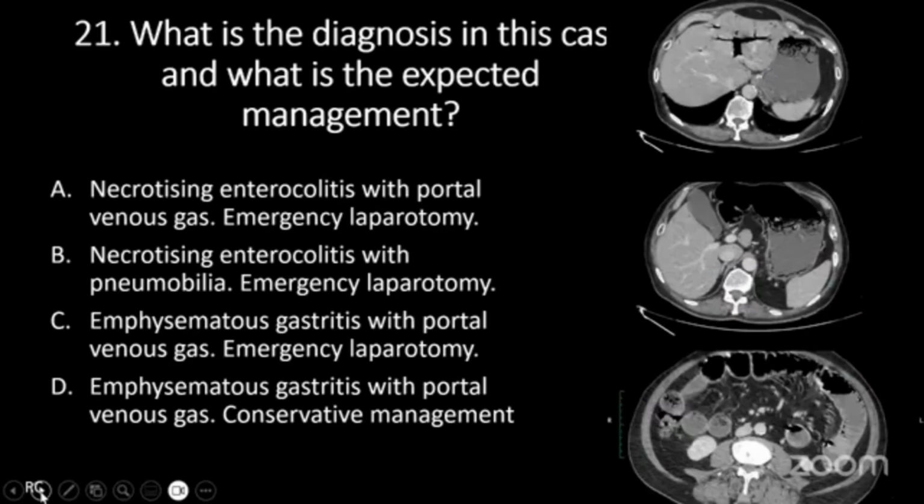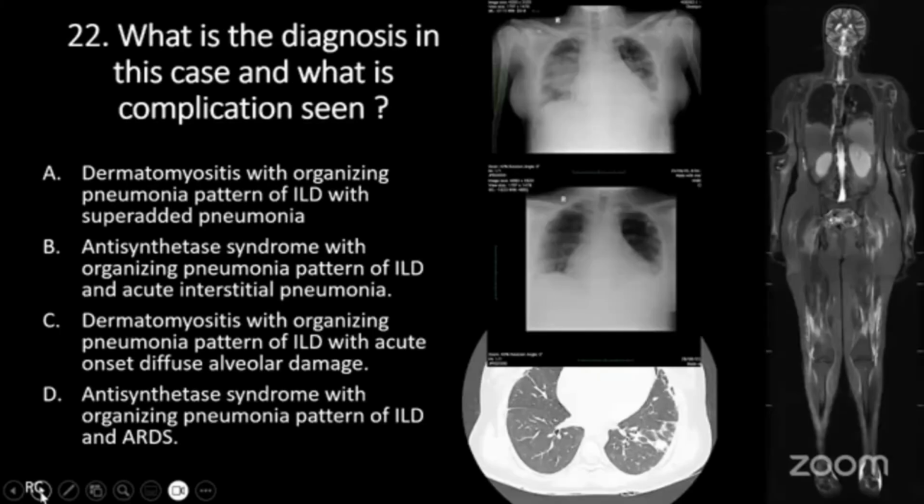Here you can see air pockets in the non-dependent wall of the stomach, which is typical of emphysematous gastritis, where the patients might not be very sick. Even with portal venous gas, the conservative management is the rule unless otherwise proved. It's not an easy question. Dermatomyositis is easy to diagnose, the answer being C.